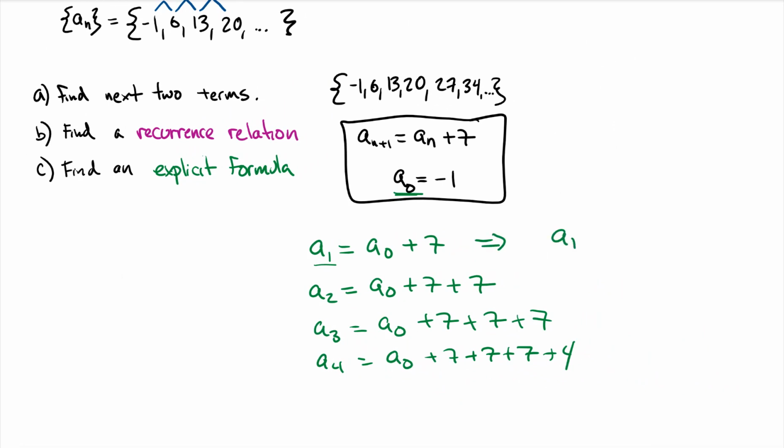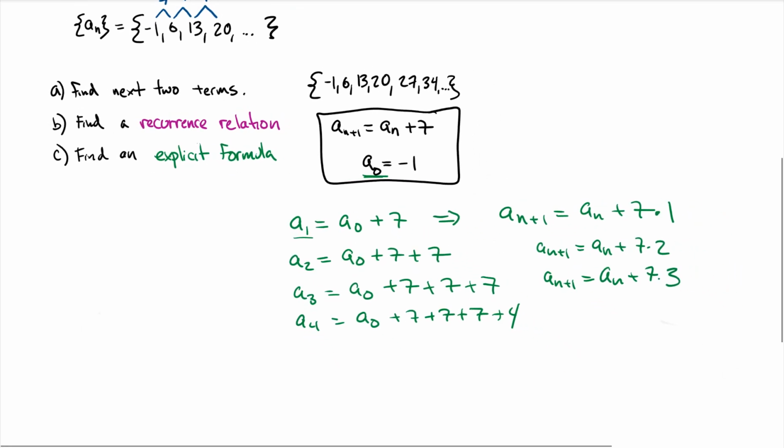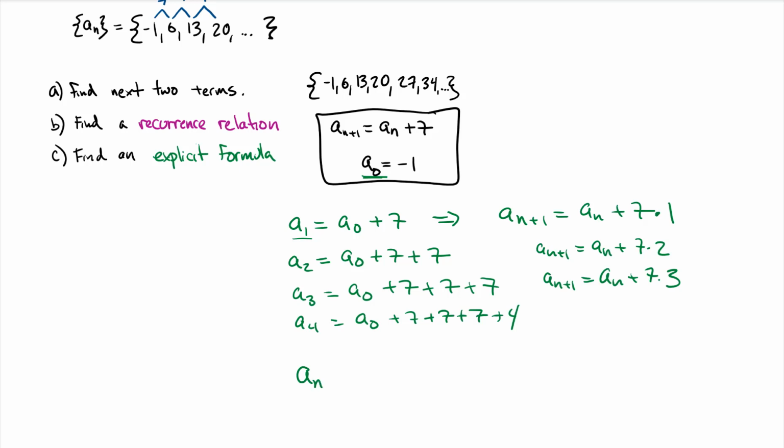Maybe for this one, a sub n plus 1 was a sub n plus 7 times 1. And then for this one, a sub n plus 7 times 2. And then a sub n plus 7 times 3. Oh, wait a second. Do you see it? I think we could just say that any a sub n would just be our first term. And I keep writing a naught. What did we start with? That's negative 1. So it looks like it's negative 1 plus, actually, I wrote this improperly. I shouldn't do it that way.